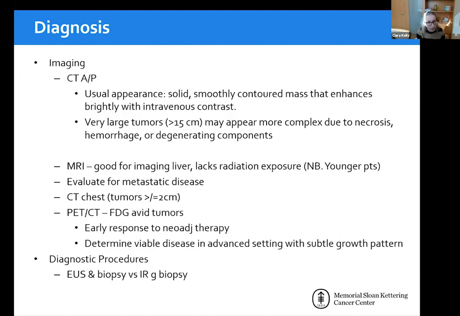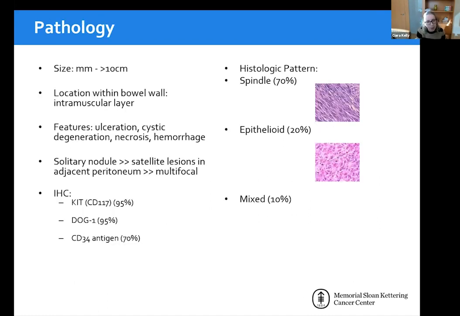In terms of diagnosis, this is often by EUS and biopsy or an IR-guided biopsy. And so when a biopsy is performed or a surgery is performed, our pathologists look at the material for us and help to characterize this further.